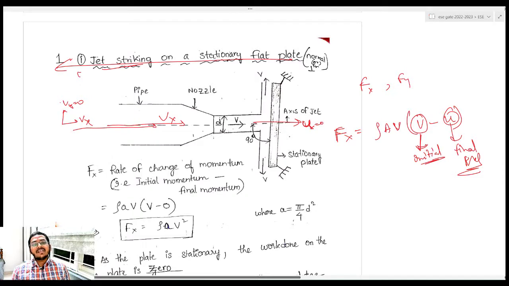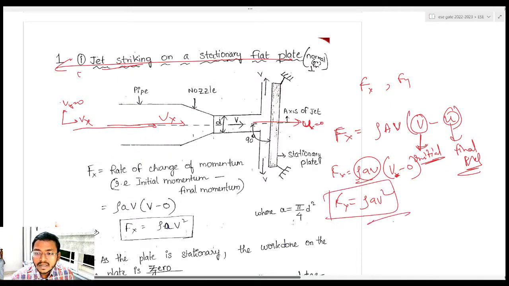यहाँ पे final velocity क्या है? 0 है. So what will be my Fx? That is nothing but rho Av, water which is actually striking the plate, into initial velocity Vx minus 0, or you can write it directly as V, not a problem. So what will be the force actually acting on this plate when the jet is striking? That is nothing but rho Av square. I hope it is very clear, right? And what is A here? Area of my water jet. So if the jet is coming out of your nozzle, and this nozzle has a diameter d, then what will be your area in this case? That will be pi by 4 into d square.